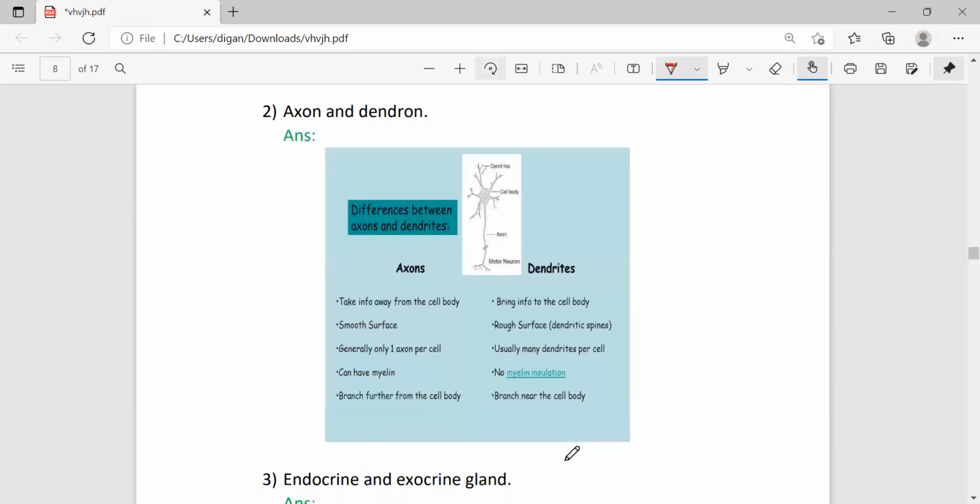Next, axon and dendrite. Axon and dendrite are parts of a neuron, and these are the differences. With this diagram also there, if 2 marks come, only write the difference. But suppose the question asks what is axon and what is dendrite, and it is carrying 3 marks, then along with these points you have to draw the diagram also.